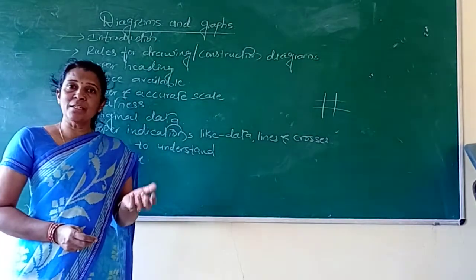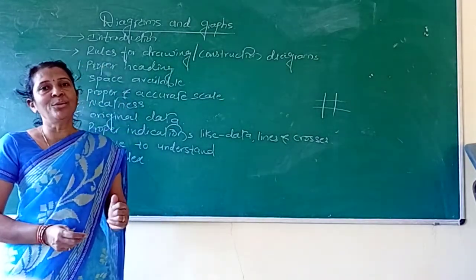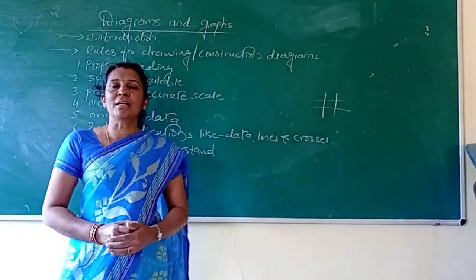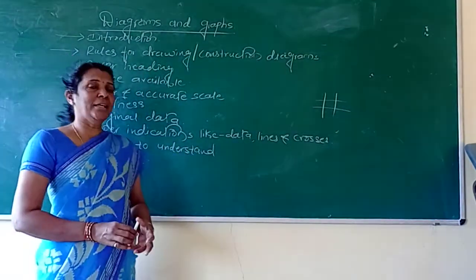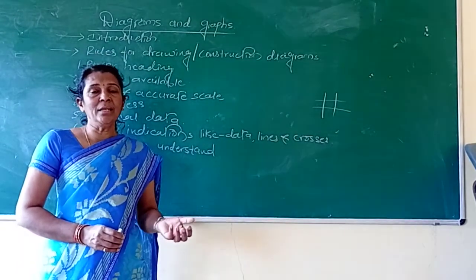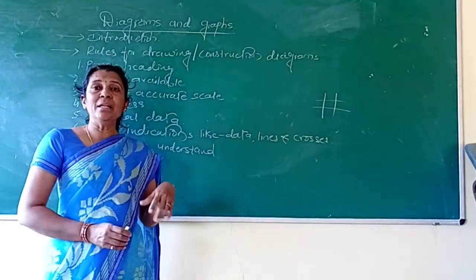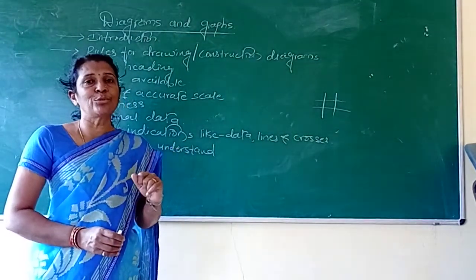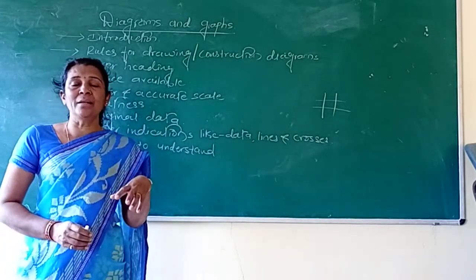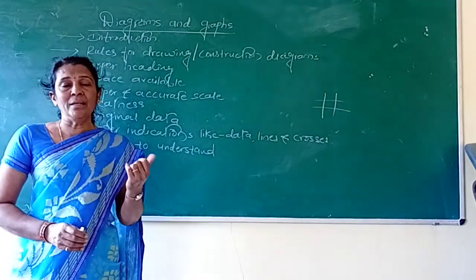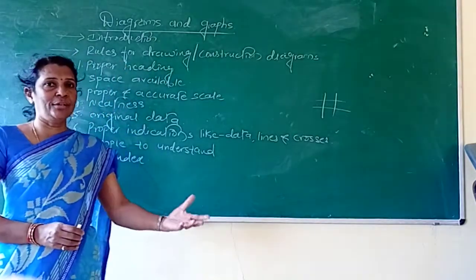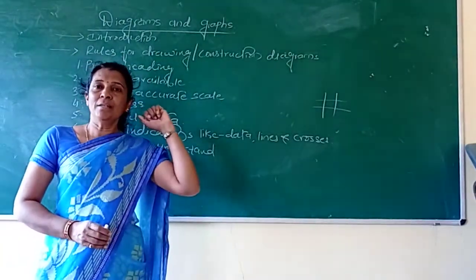So for such type of readers, what we do is we present the data in the form of diagrams and graphs. Also, for people who can't read it, that is the readers who are illiterate, the best way to present the information or data is diagrams and graphs.